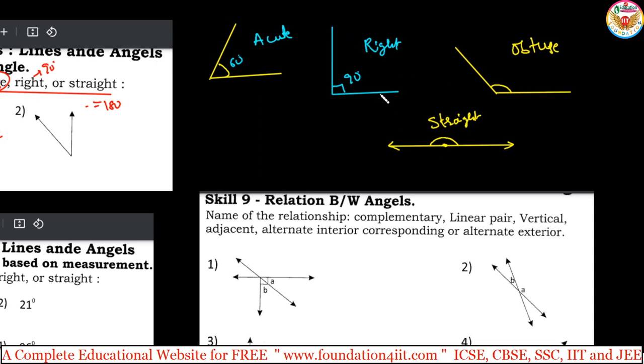A right angle is exactly perpendicular, two lines to each other, 90 degrees. Less than 90 is acute, more than 90, for example 100, anything more than 90 is obtuse, and exactly 180 is straight. These are the diagrams I am giving, with two to three pages having diagrams like this. By observing the diagrams, just mark which is acute, right, straight, obtuse.